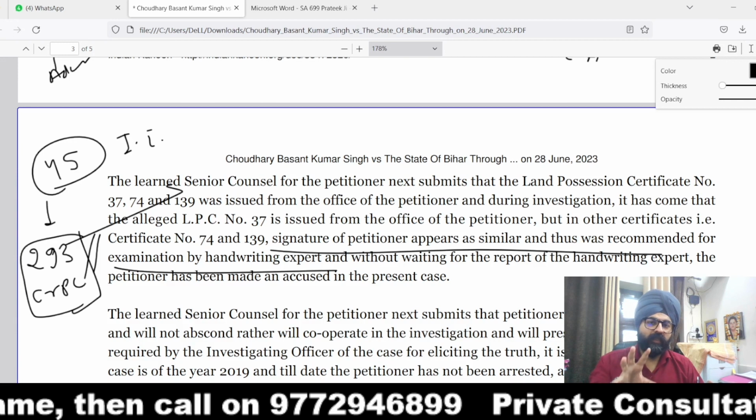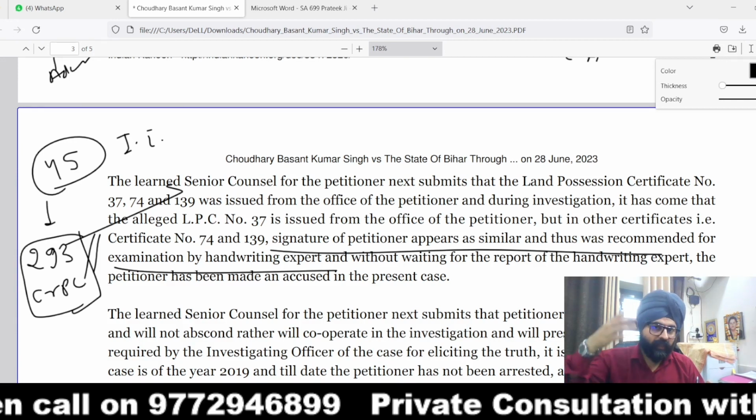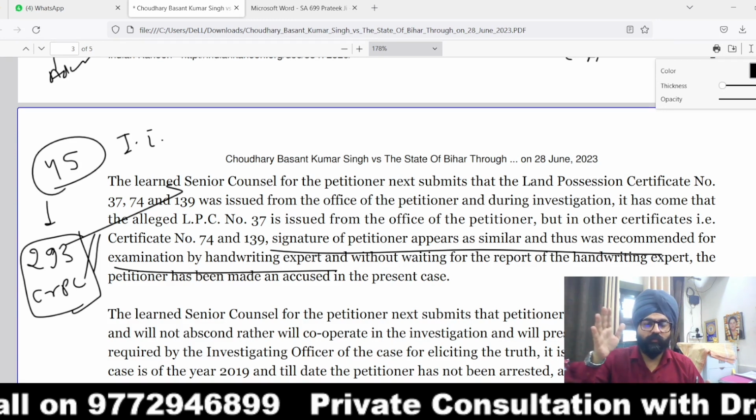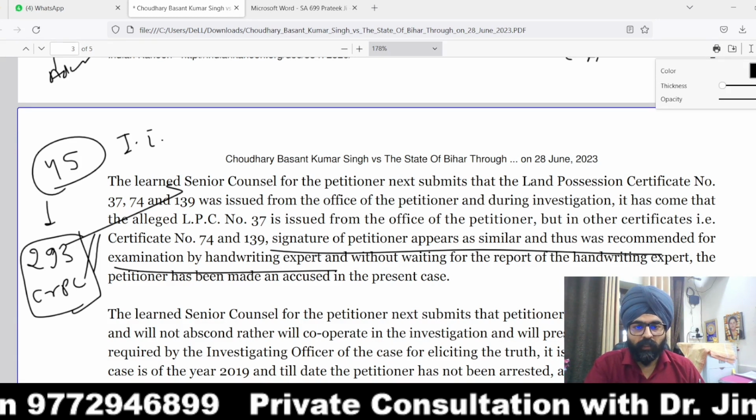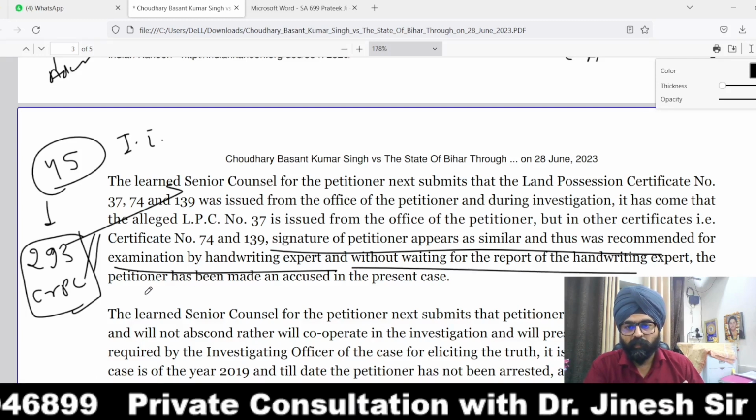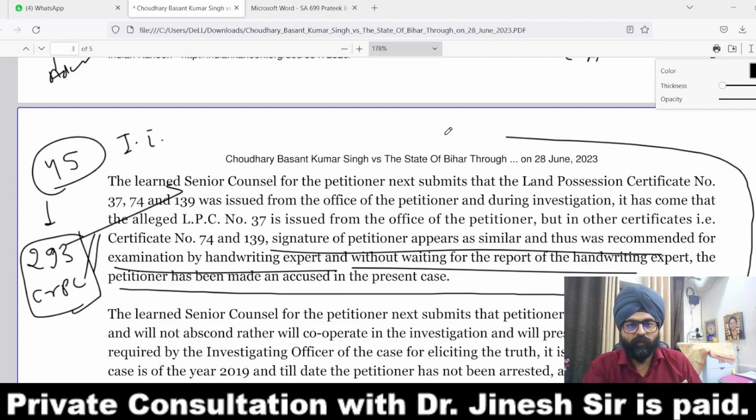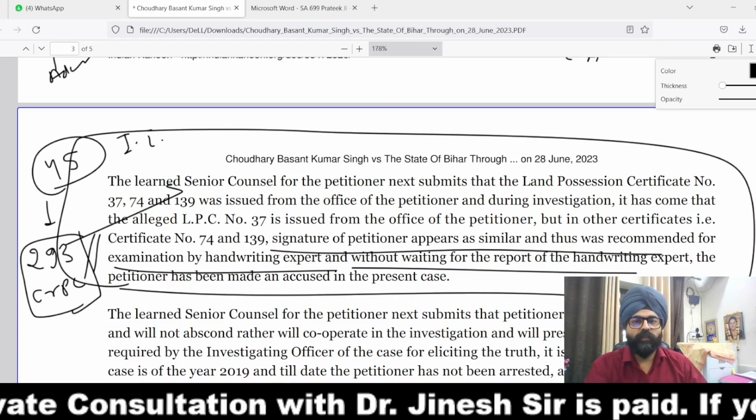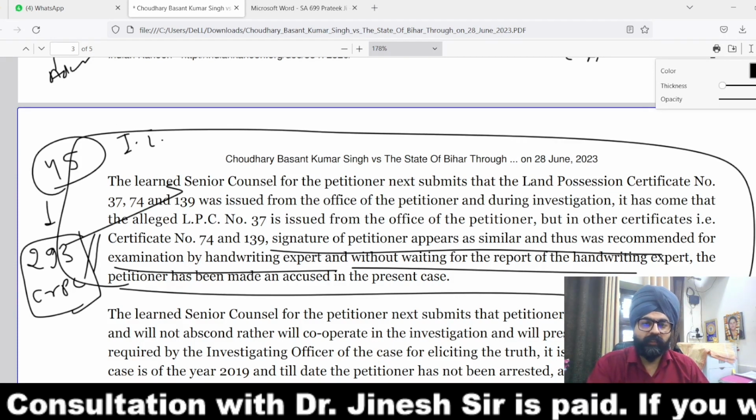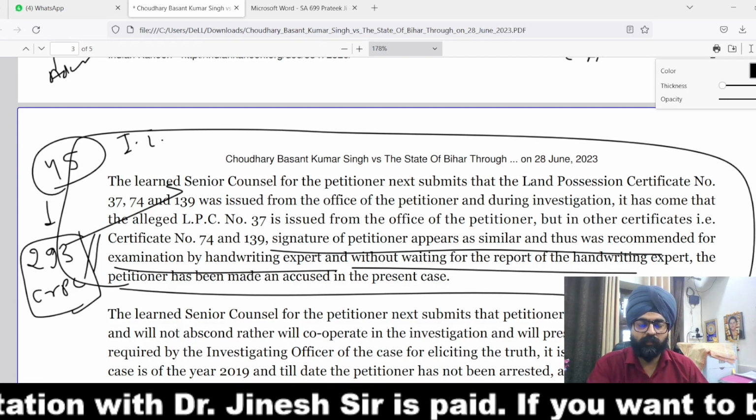Okay, now, these are technical points which should be kept in your memory, so that when you are contesting the case, you can easily fight without being misguided. And apart from that, without waiting for the report of the handwriting expert, the petitioner has been made an accused in the present case. So that is a very clinching point, because usually the agency, under pressure, acts and implicates the concerned accused without waiting for the result of the concerned experts.